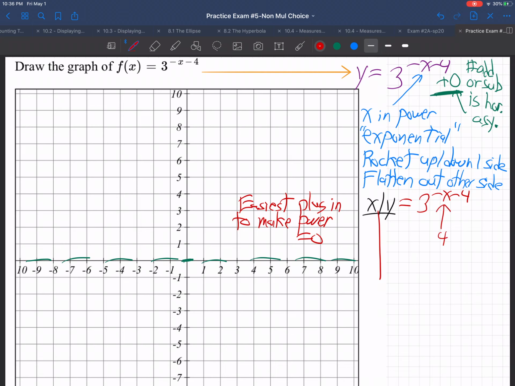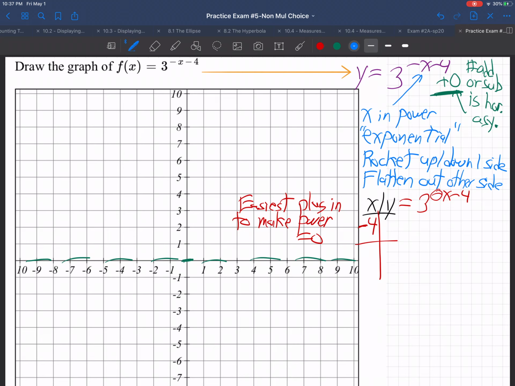Would I plug in 4? No, that'd be minus 4. Minus 4 would be minus 8. What if I plug in minus 4? Then that would be minus a minus 4. Plus 4 minus 4 is 0. So there it is. That's going to be the easiest thing. Plug in negative 4 there.